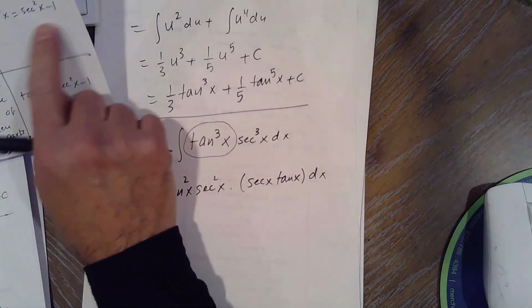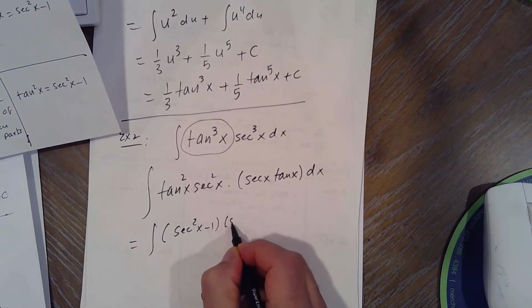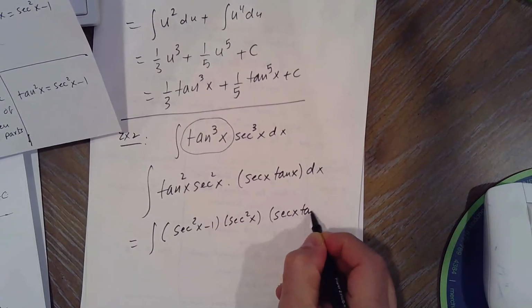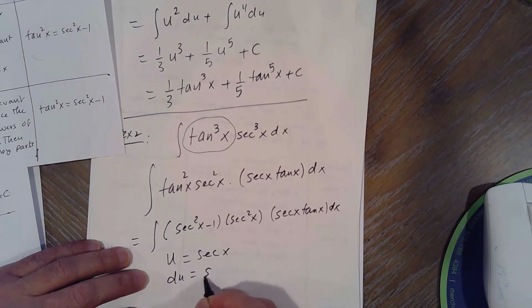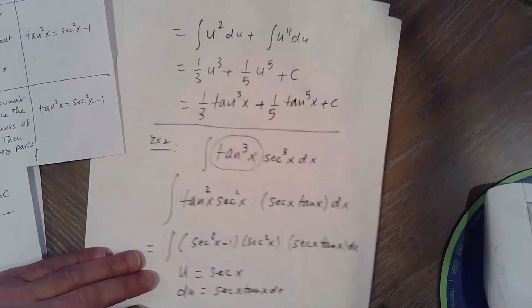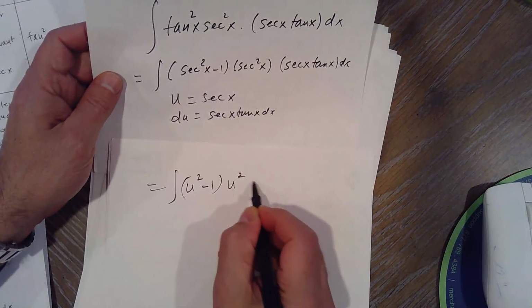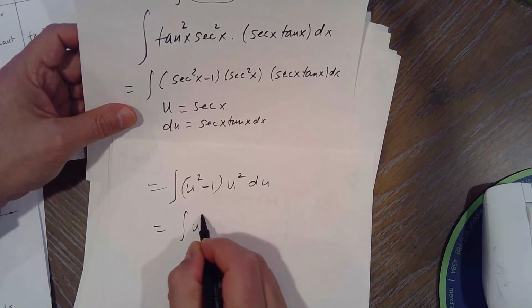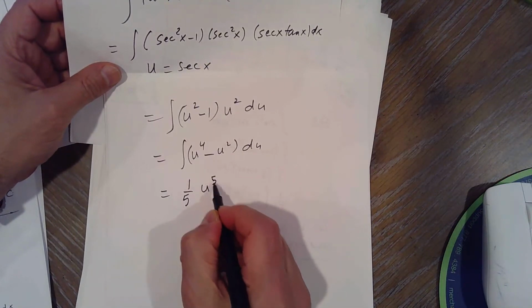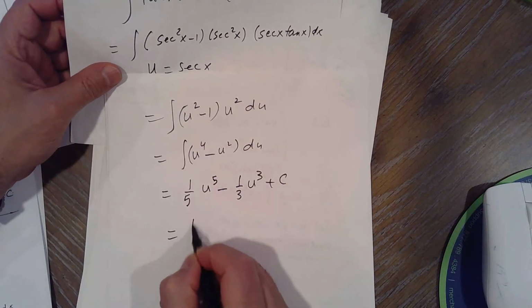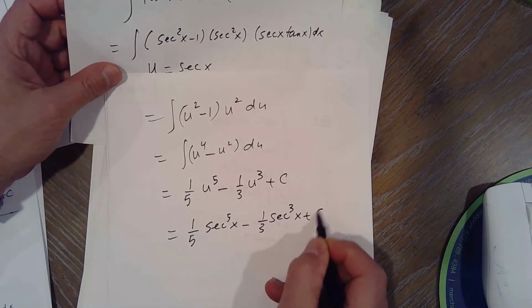Tangent squared is secant squared minus 1. So this is the integral of tangent squared, which is secant squared minus 1, and then secant squared, and then secant x tangent x. And obviously we let u equal secant x because that's its derivative, so du is secant x tangent x dx. So the integral of u squared minus 1 times u squared du, which is the integral of u^4 minus u squared du. So 1/5 u^5 minus 1/3 u cubed plus c. That is 1/5 secant 5th x minus 1/3 secant cubed x plus c.